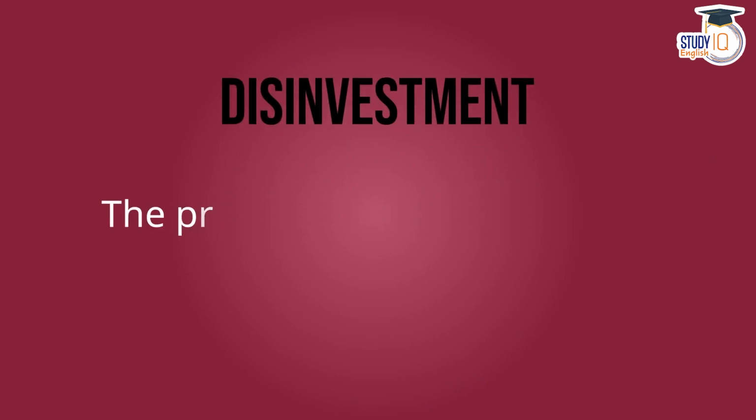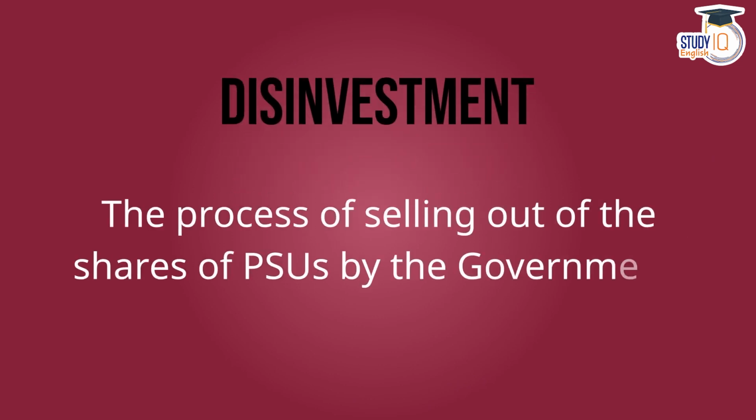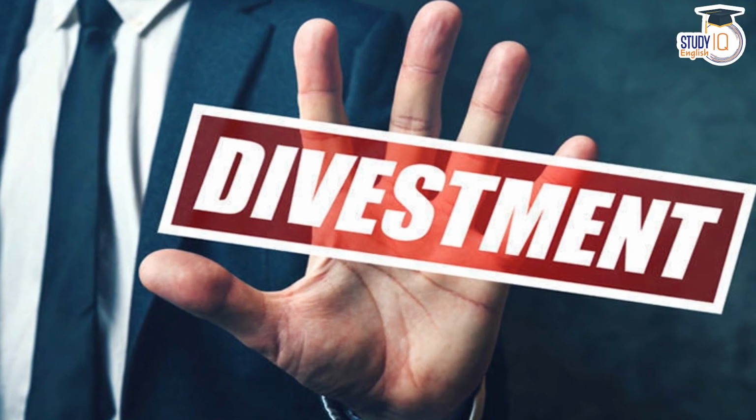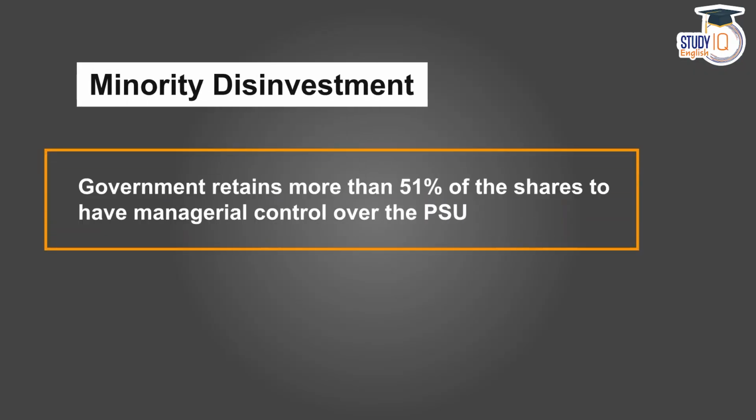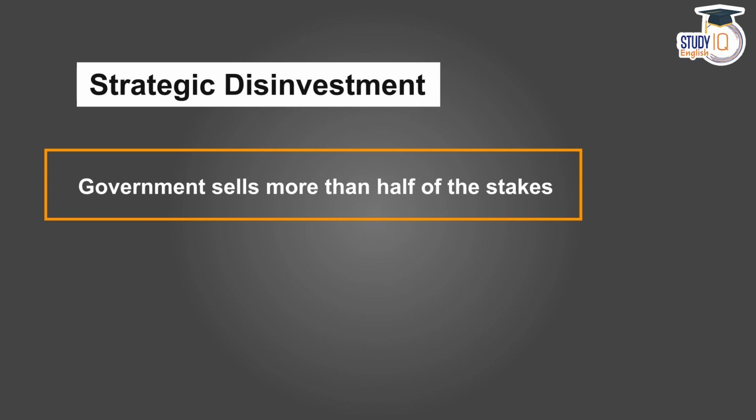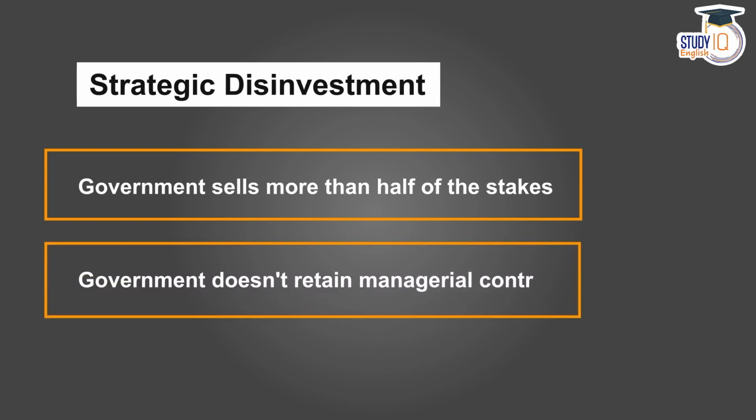Disinvestment involves the selling of shares of the PSUs by the government. These shares are often bought by interested private companies. The government usually follows three approaches for disinvestment. First is minority disinvestment, in which the government retains a 51% or more majority stake, thereby keeping its control over management. Another approach is majority disinvestment, in which the government sells 50% or more stakes to a private company or to important strategic PSUs. It is also known as strategic disinvestment, in which the government retains managerial control.